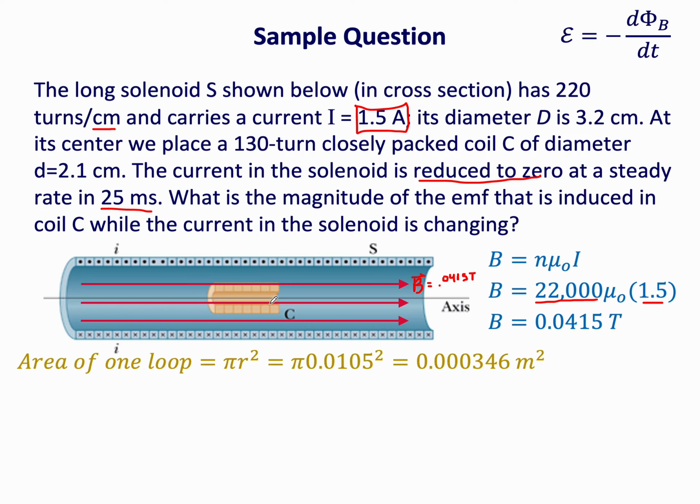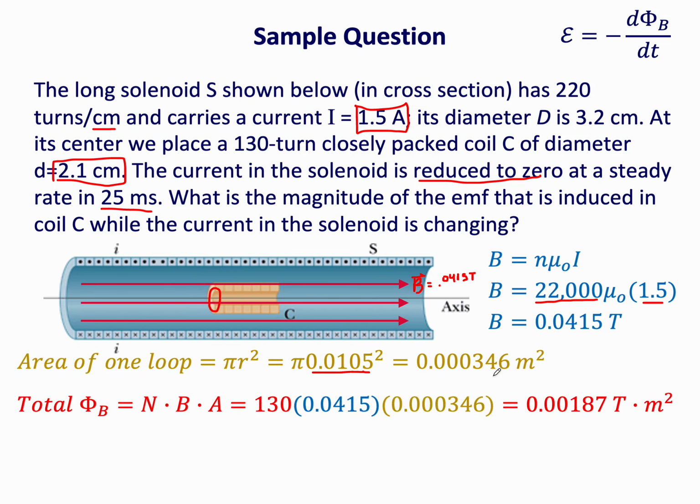If you figure out the area of one loop of this, it's just going to be pi r squared. Where in the world did I get this number? Well, that's half of the diameter that's shown here, so 1.05 centimeters, written as meters down here. And so the area of one of the loops on this thing, just one of them, would be given by this. So what's the total flux through this thing?